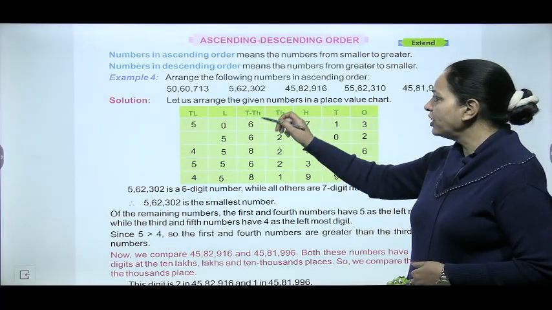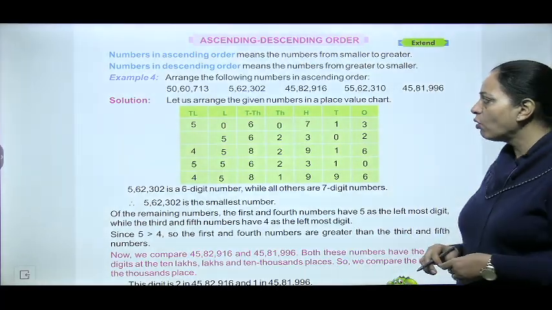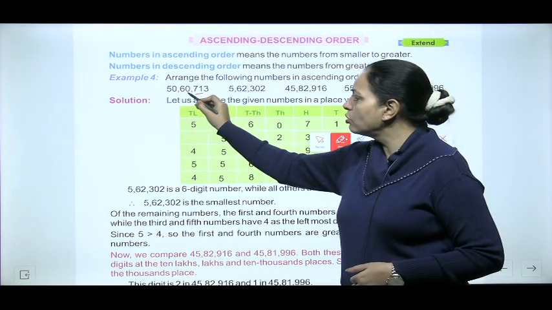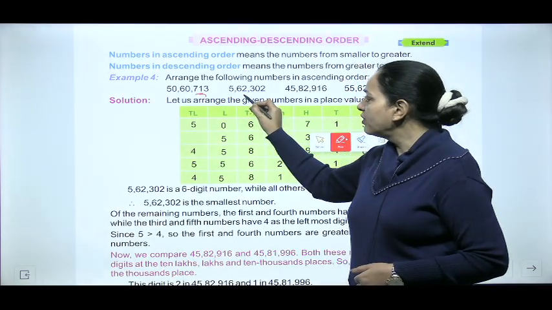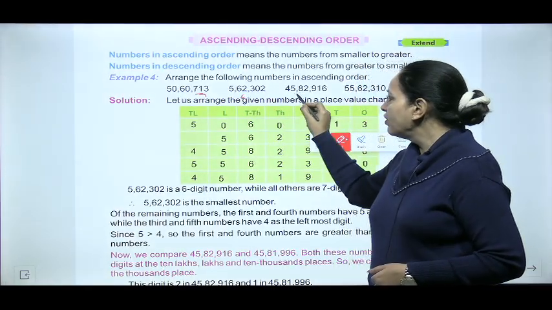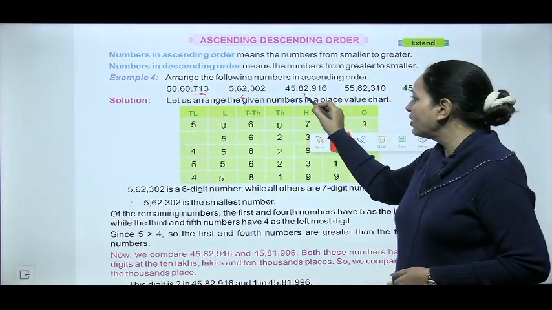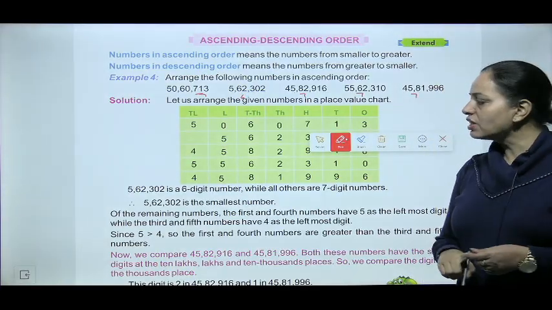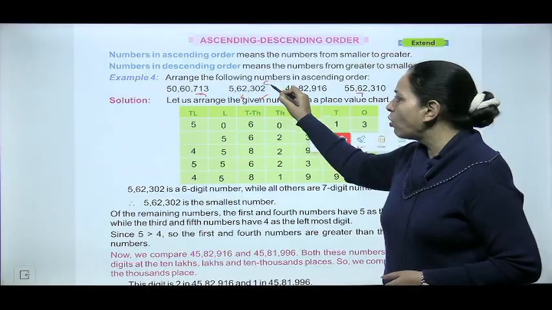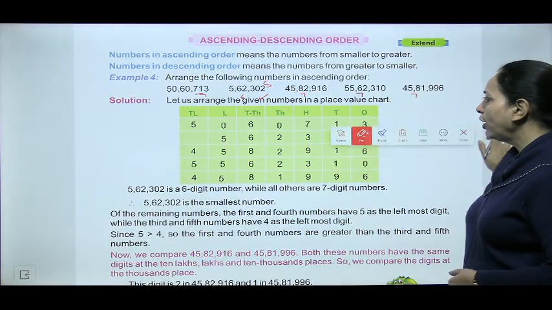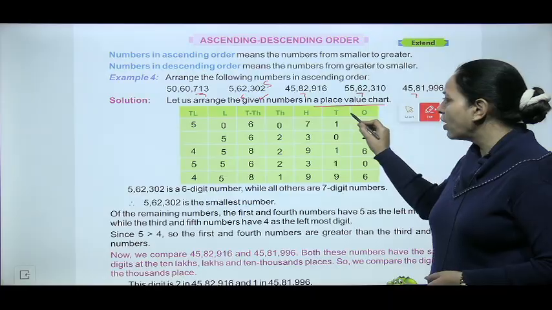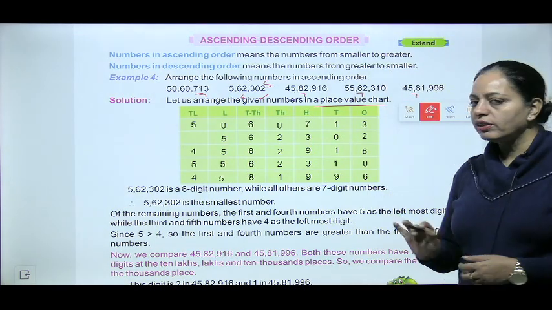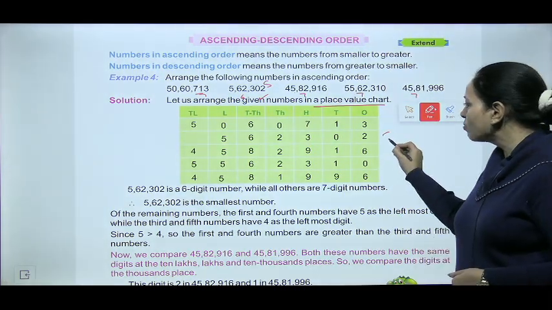See example 4, arrange these numbers in ascending or increasing order. So first see how many digits are in each number. Here 3 2 5 and 2 7 are digits. This is a 6 digit number. This is 2 4 3 and 3 7 digits. So the 6 digit number is the smallest one. So how can we write? We are writing according to the place value chart: ones, tens, hundreds, thousands, ten thousands, lakh and 10 lakh. Write all the numbers. Now compare. This is the smallest one.